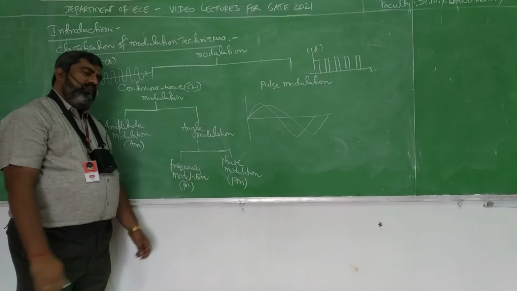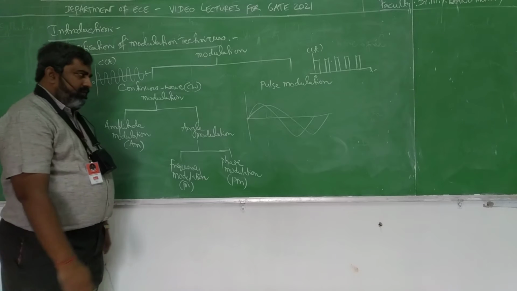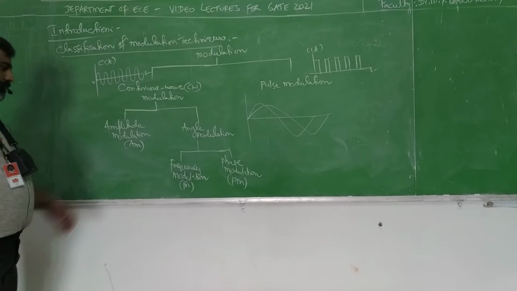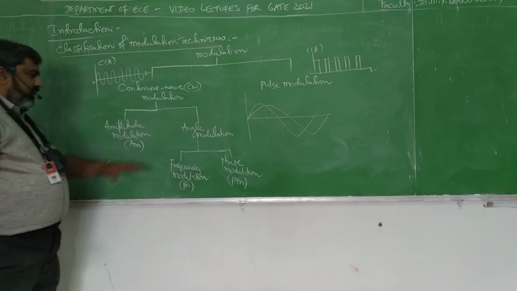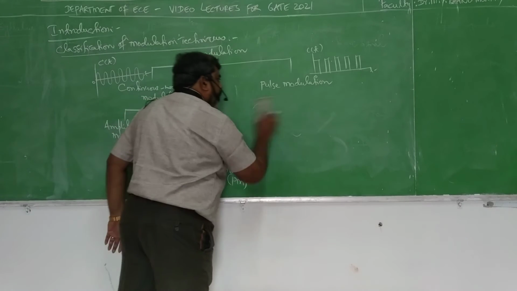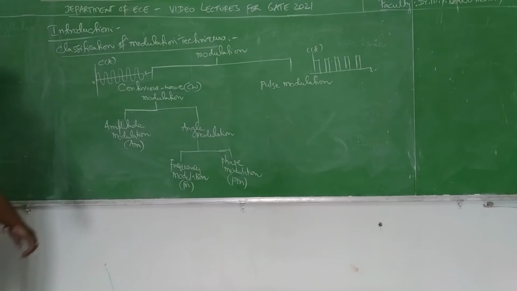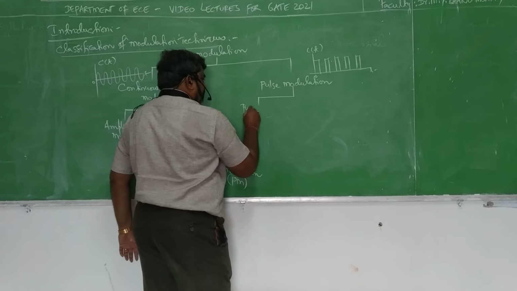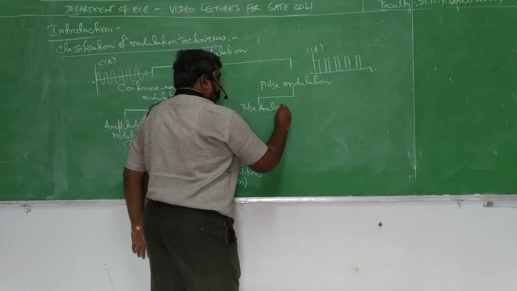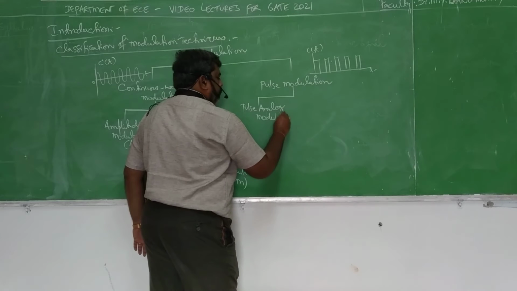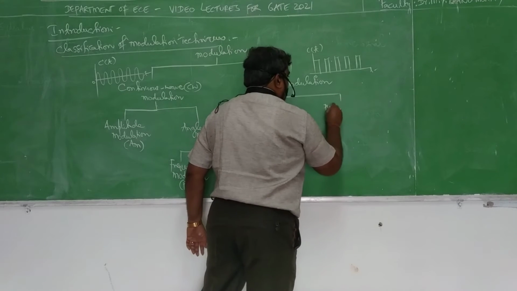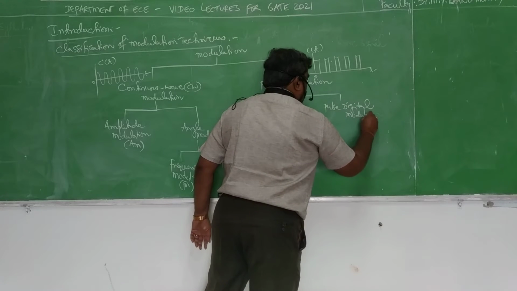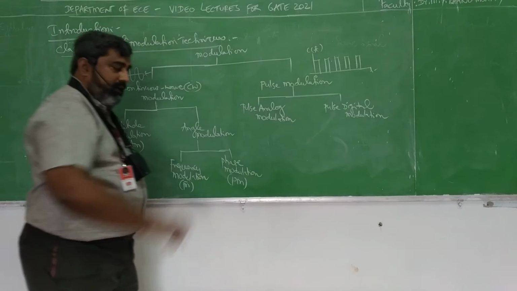We will be talking about all this in greater detail in the subsequent lectures, but this is for your initial understanding. So, under continuous wave modulation, we have amplitude modulation and angle modulation, and under angle modulation, we have frequency modulation and phase modulation. Now, for pulse modulation techniques, again we have two classifications. First, pulse analog modulation, and the second one is pulse digital modulation. Two techniques: pulse analog modulation and pulse digital modulation.